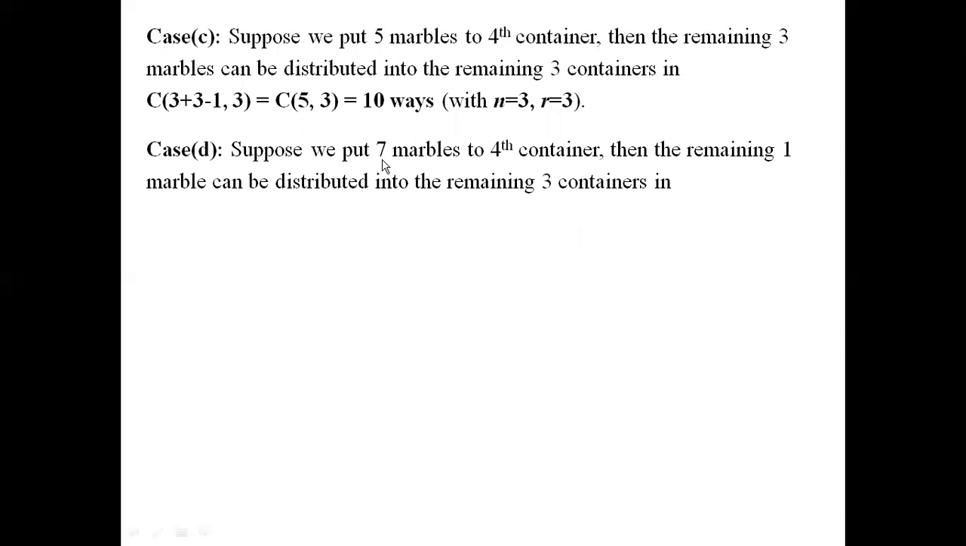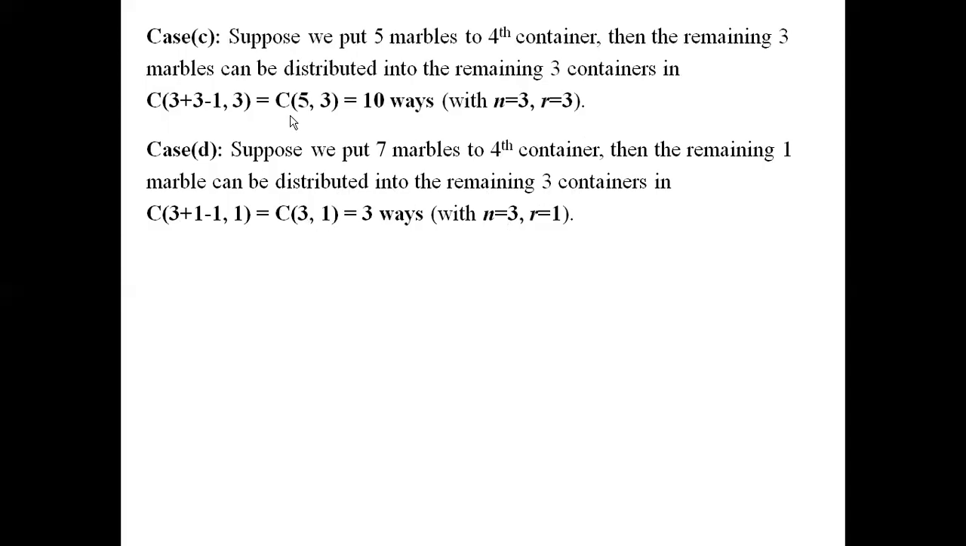We are distributing 7 marbles to the fourth container and we are left with only 1 marble, which has to be distributed to the remaining 3 containers. So this can be done in C of 3 plus 1 minus 1 comma 1 ways, or 3C1 ways, which is 3 ways only. Here we have taken R equal to 1 because only 1 more marble was left over to distribute to the 3 containers. So N equal to 3.